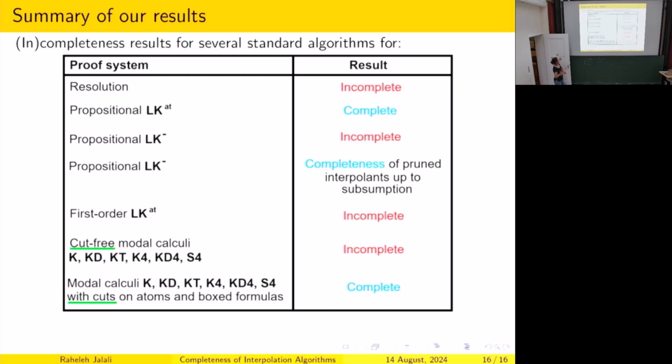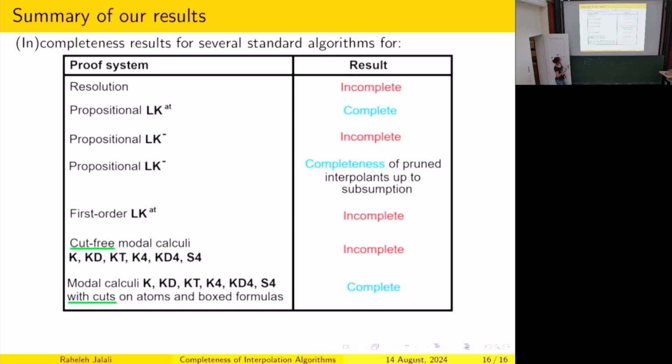So the summary of our results is that I showed you that propositional LK is complete and LK with atomic cuts is complete, and propositional LK without cut is not complete. After this, we were thinking of how we can get a completeness result for LK without cut. This is basically the most difficult part of the paper, which needs a lot of definitions, and it's very involved.